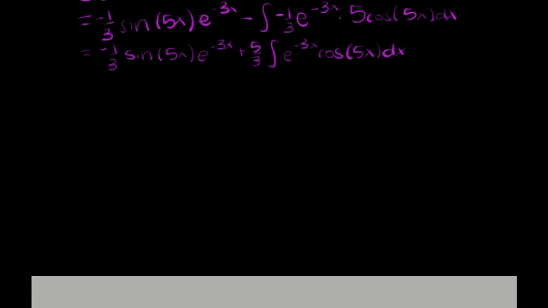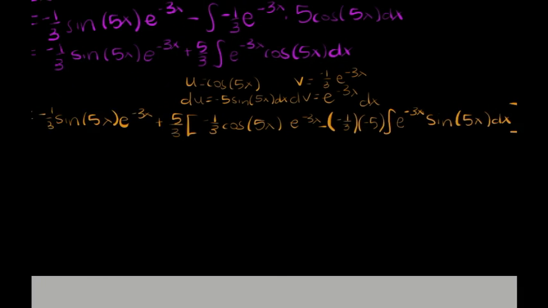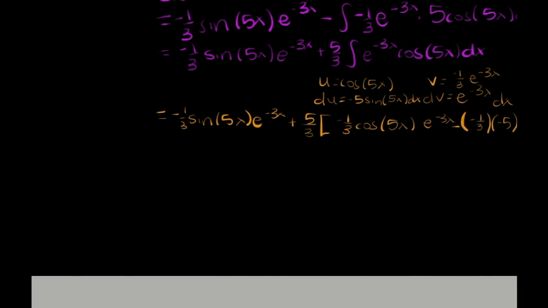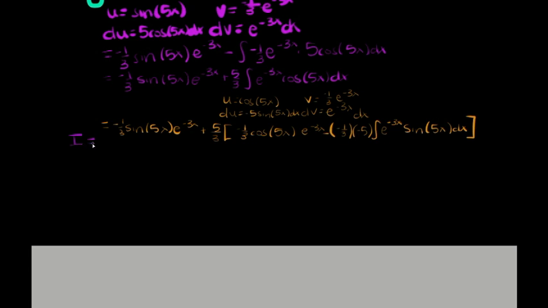As you continue to solve the problem, you realize you have to assign a new u and a new dv. Your u is cosine 5x and your new dv is e to the negative 3x. As you continue to solve the problem, you realize that your original integrand e to the negative 3x times sine of 5x repeats, so you set the whole equation equal to the variable I.